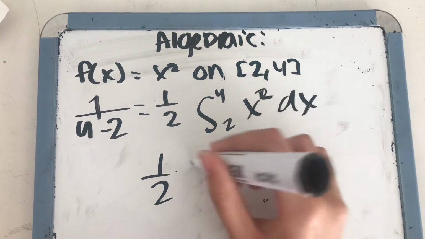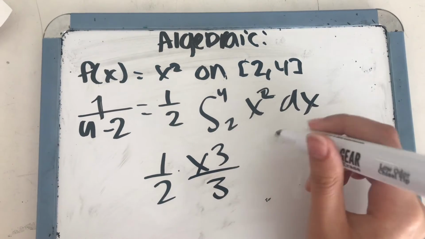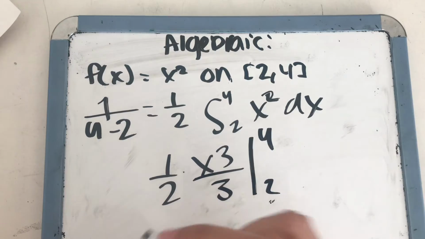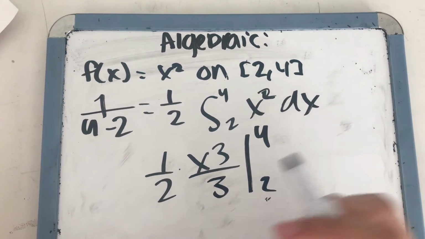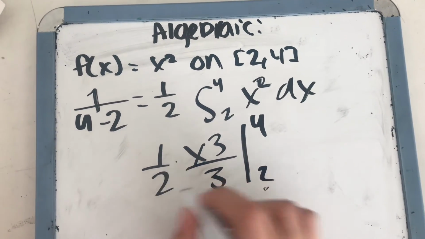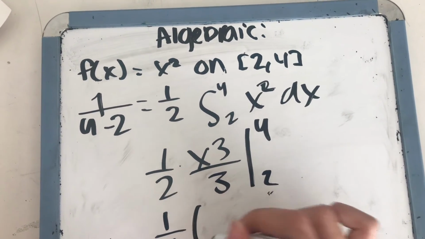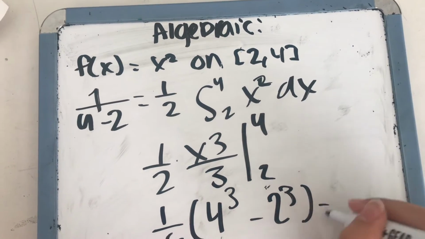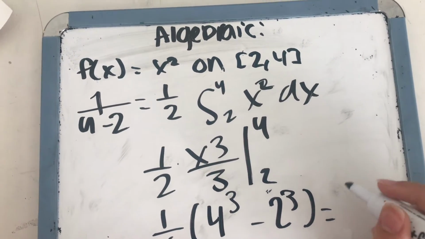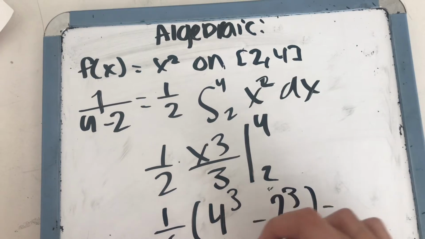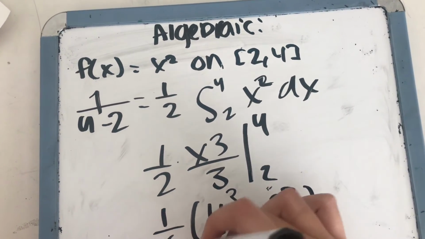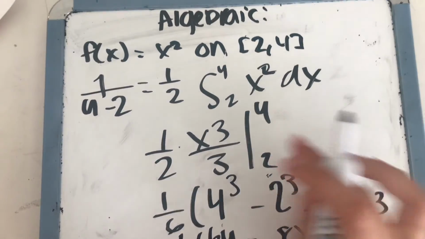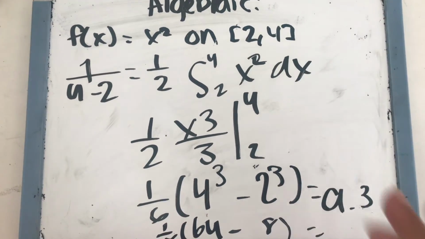What's the antiderivative of x squared, which is x to the third over 3. And then the limits would be 4 and 2. Now you just do the same thing as a u-sub kind of style. So 1/2 times 1/3 is 1/6, and then you can just substitute. So 4 cubed minus 2 cubed, which is 64 minus 8, times 1/6. So like what, like 9.3? Yeah. So this is basically how you do the algebraic portion of this solution.